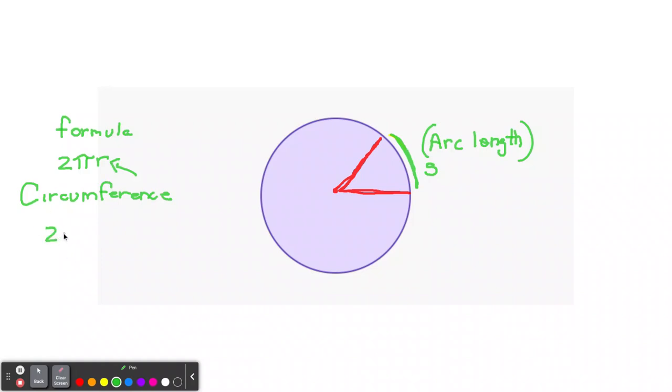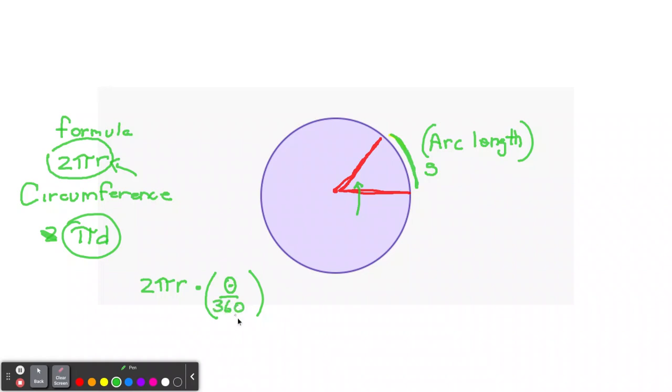Some people use pi d. You can use pi d also. Some people are taught pi d, some people are taught 2 pi r. So that's the formula for the circumference. To get the arc length, remember it's a portion of it. You're going to do 2 pi r times the degree. We need to find this degree in here. Whatever that degree is, we'll say theta, over 360. Normally they just use theta.